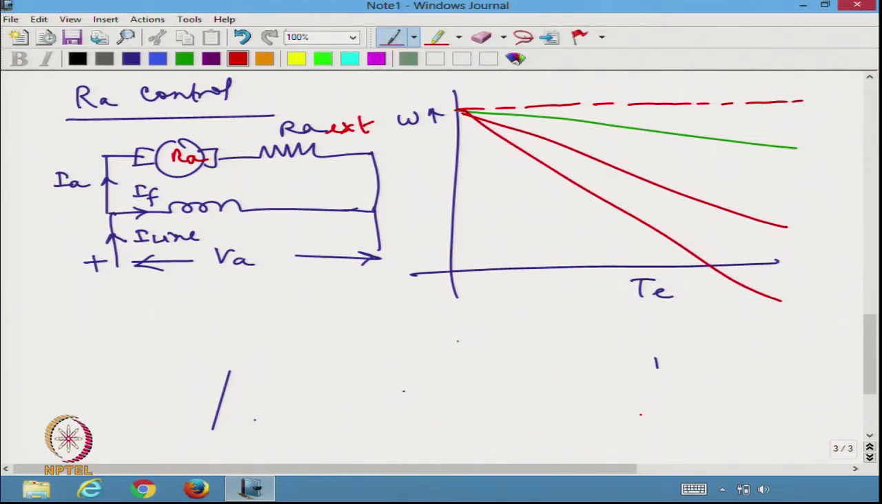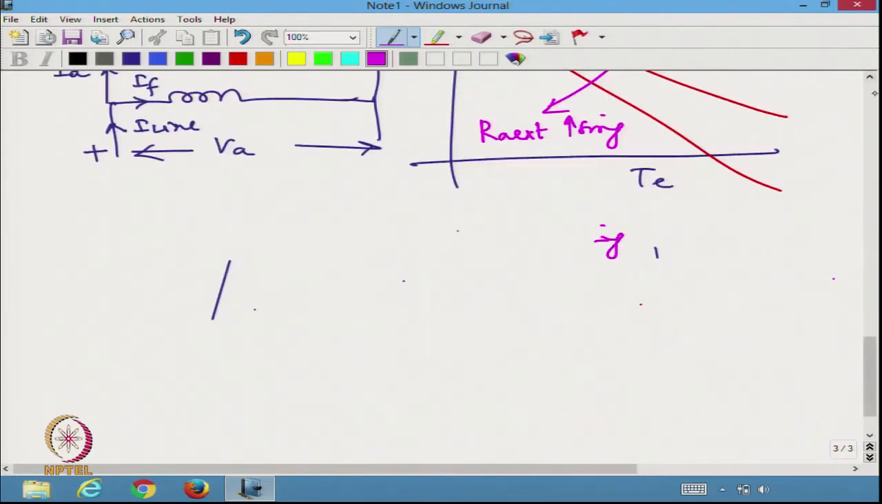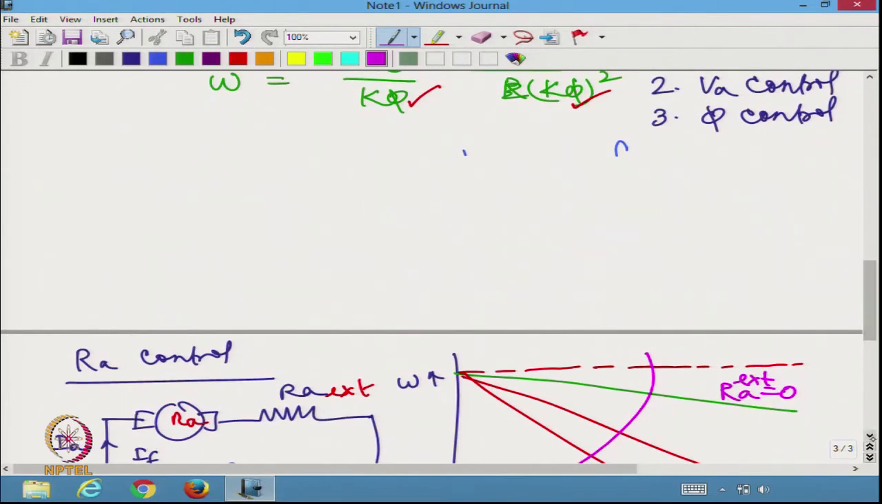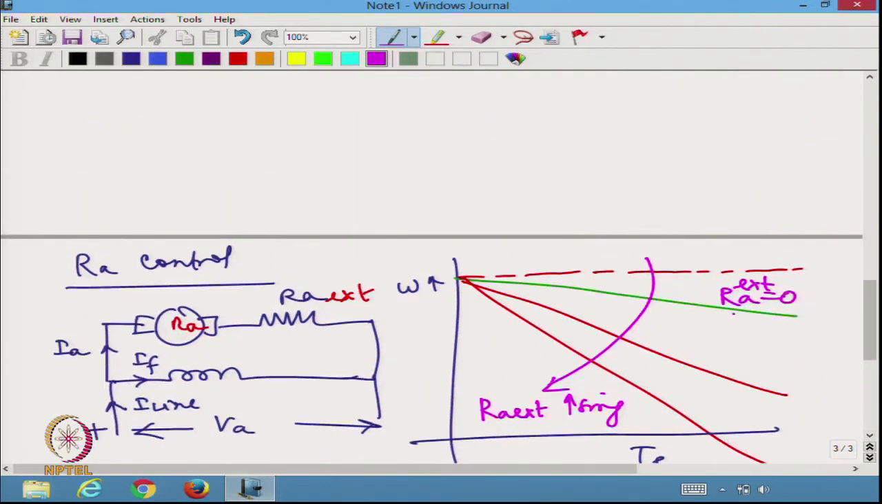So I am going to have this as RA external increasing. This is RA external equal to 0. Once RA external is 0, this is the natural characteristic of the machine.